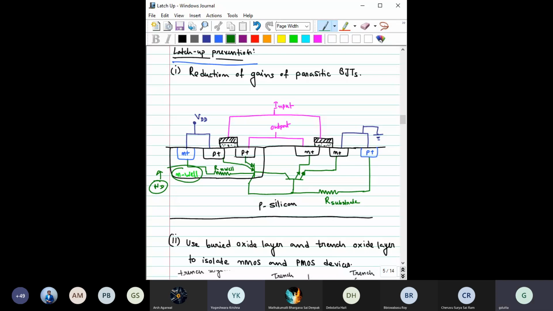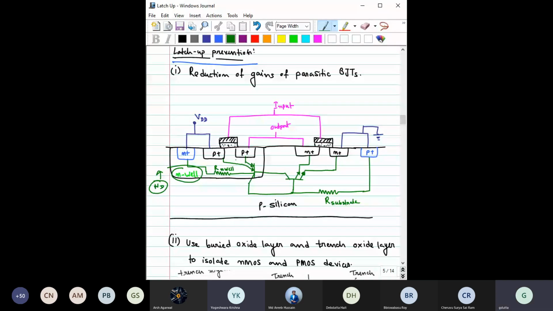Remember injection efficiency, or you forgot? No, injection efficiency was gamma. It is not alpha. Alpha is IC by IE.